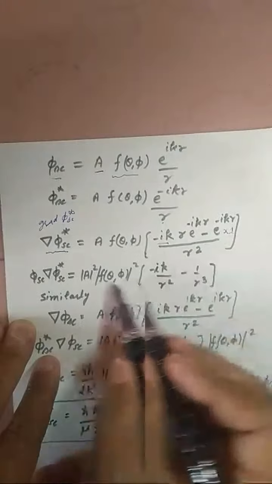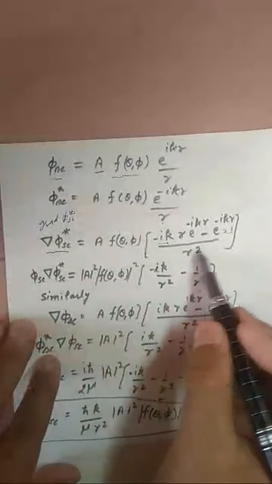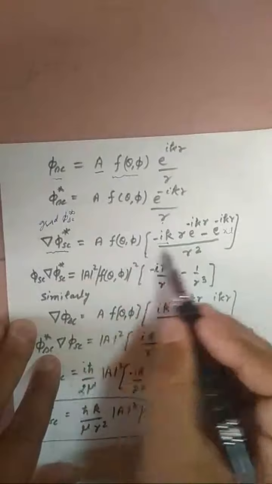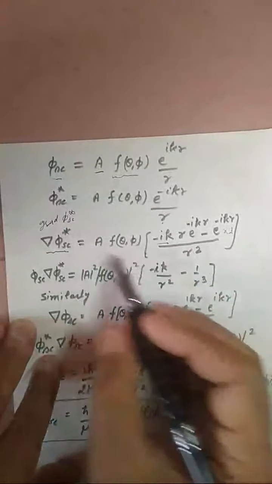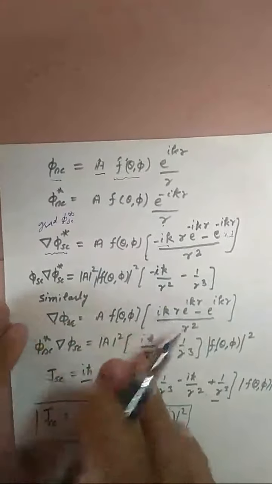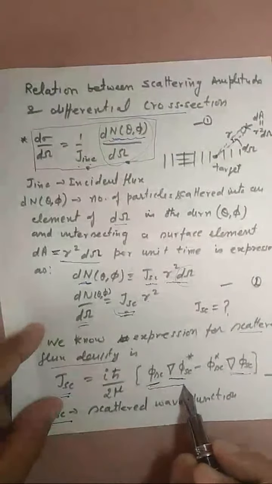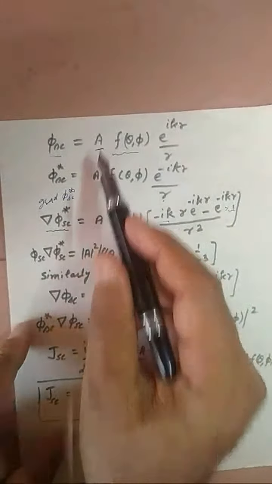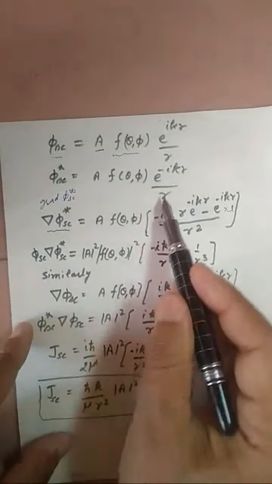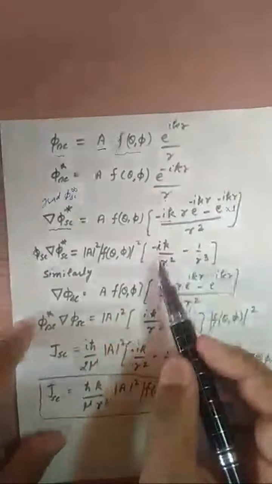So we get these types of terms. Now, in order to find this, I have to multiply with the scattered wave function. So if I multiply this with this quantity, here you have iota kr.